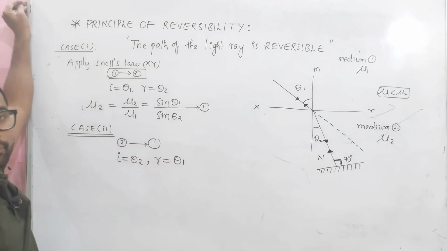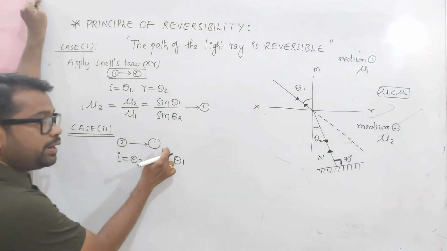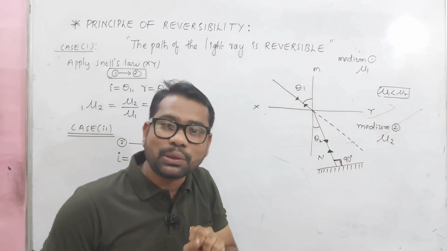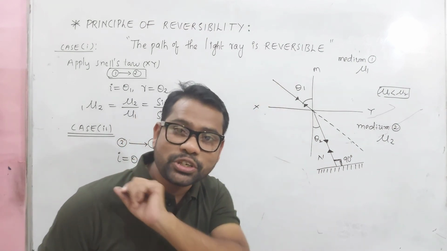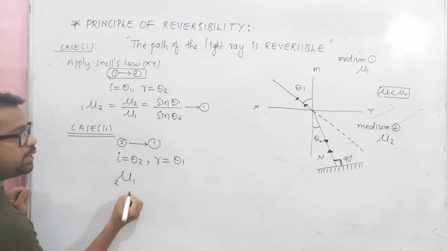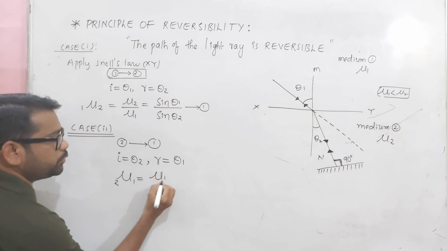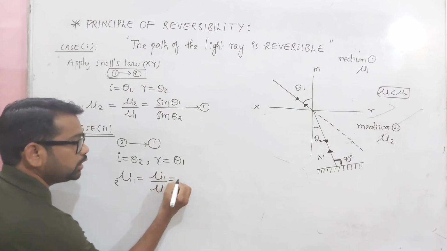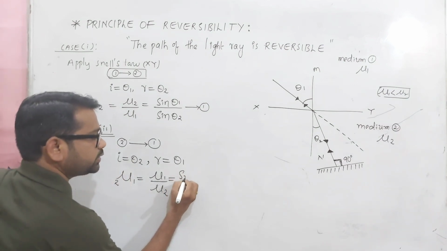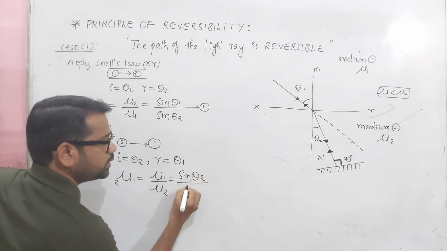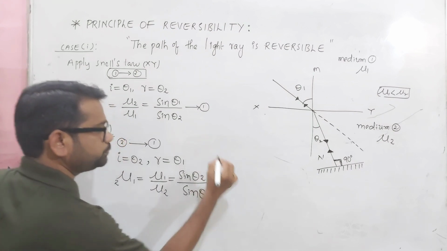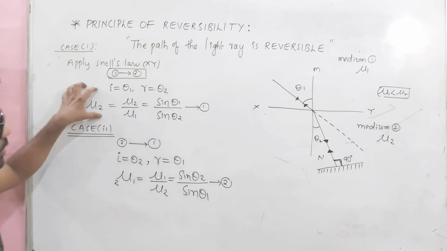Now, let us apply Snell's law. As the light ray is moving from medium 2 to medium 1, the refraction is taking place in the first medium. So, we can say the refractive index of the first medium with respect to the second medium, which can be written as mu1 by mu2, is equal to sine of the angle of incidence. Now, the angle of incidence is going to be theta 2. So, that is sine theta 2 by sine of the angle of refraction, that is theta 1. Let us say it is equation 2. So, children, here we got equation 1 and equation 2.